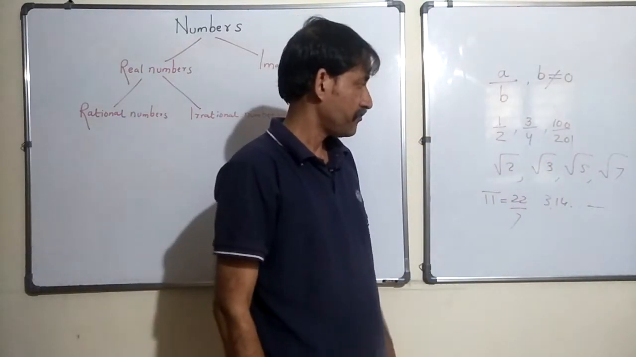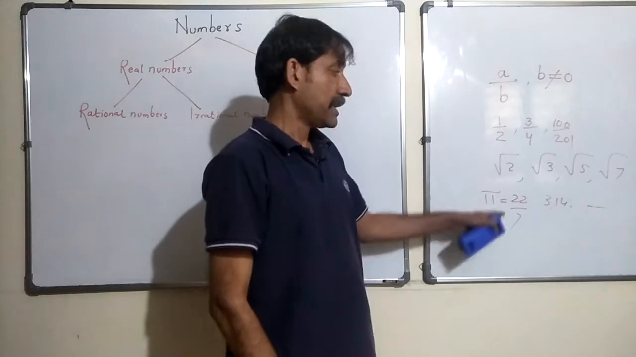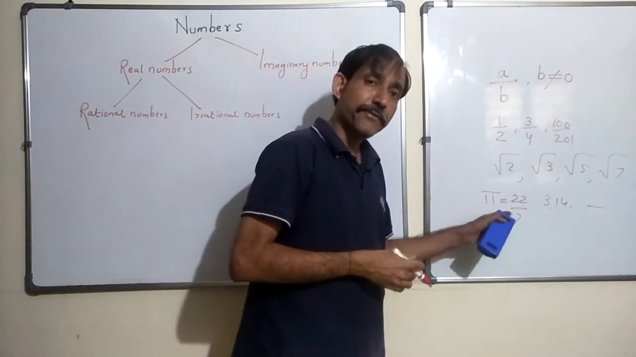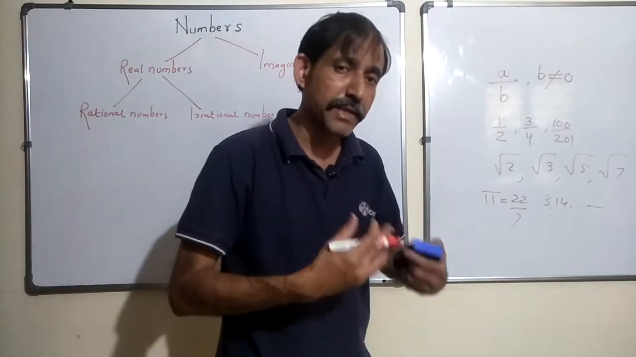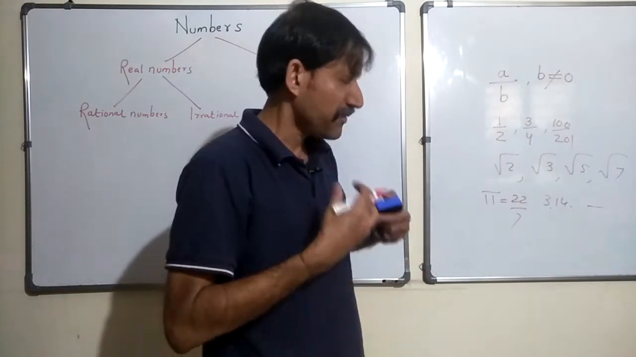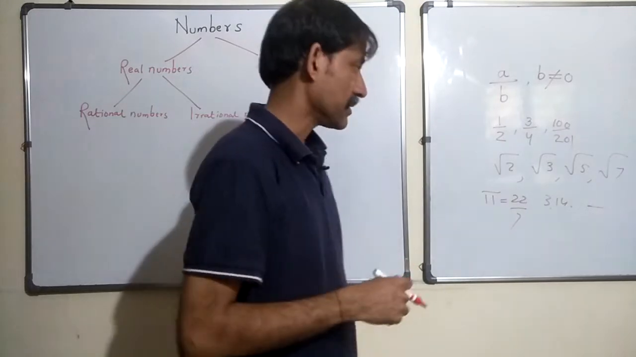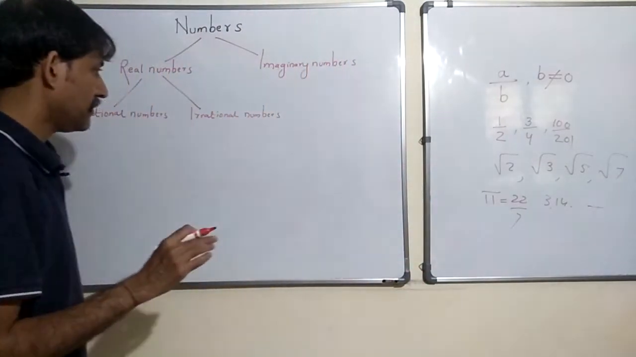So it cannot be expressed in the form a by b. We take it as a convenience, to conveniently calculate the area or the circumference of a circle. So just remember that, right?